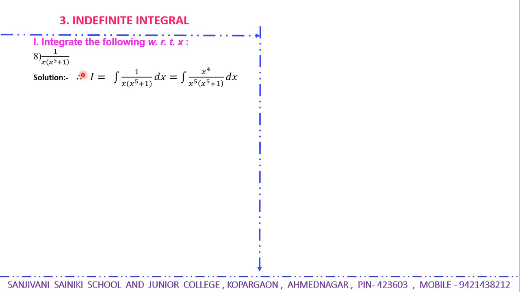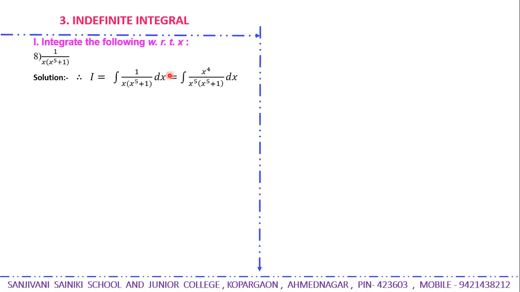Now look at this example: 1 upon x into x raised to 5 plus 1. Now, as it is x raised to 5, how do we use the partial fraction here? It is not possible to use the partial fraction, so basically you have to use substitution here. But for substitution, we must have the derivative of the function which we are substituting.